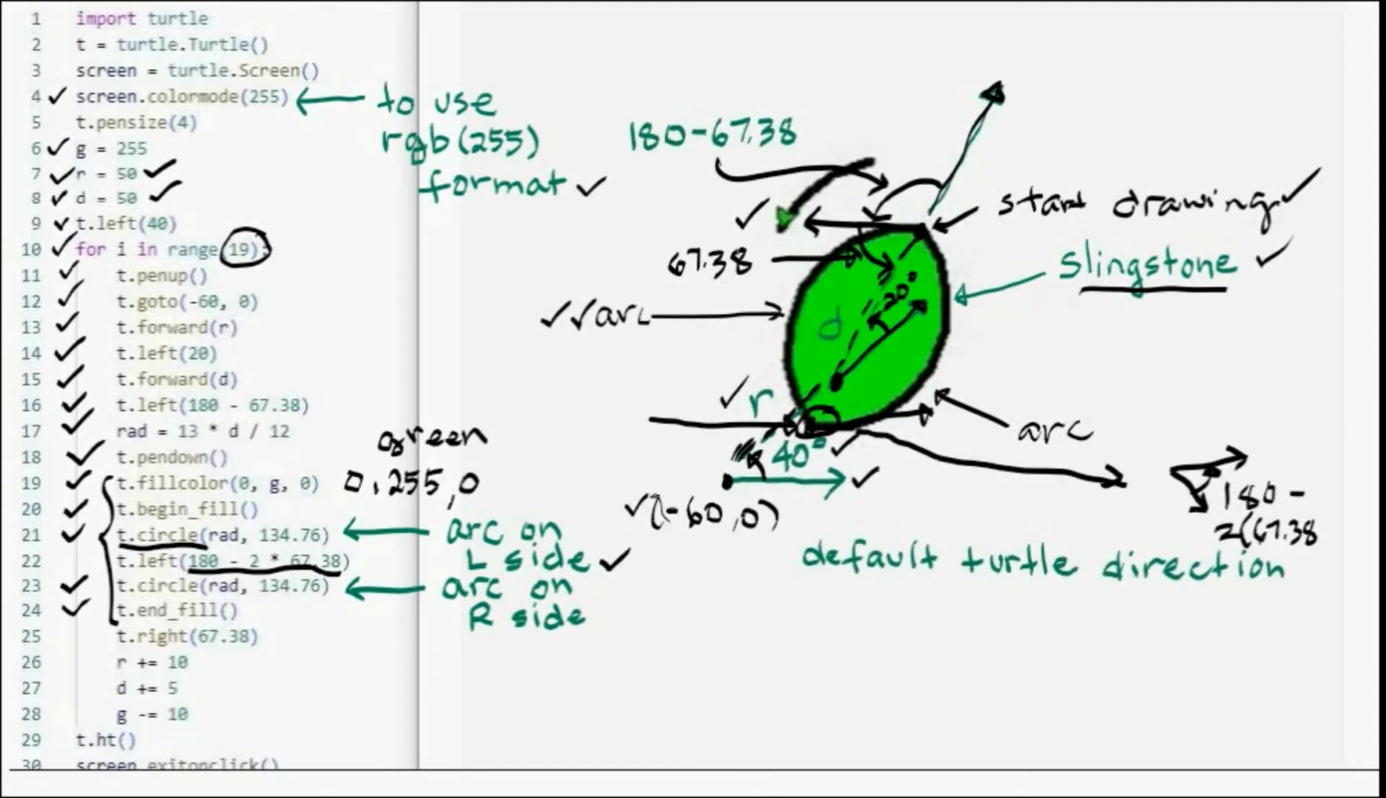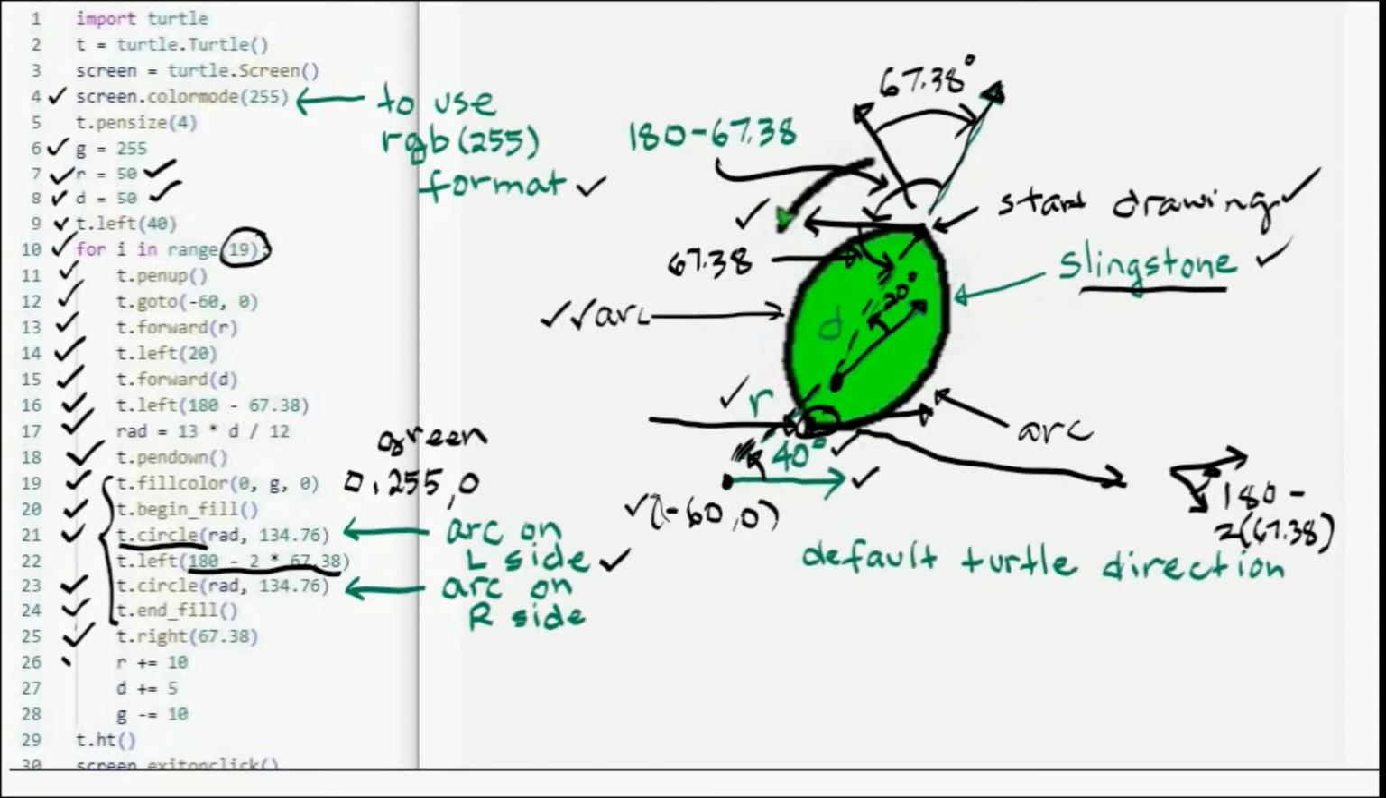At the last, after drawing the first slingstone, the direction of the turtle is like this. Okay. But I need to prepare for the second slingstone. So I turn the turtle to the right like this. I'm drawing on the right side of the screen. And this has to be a 67.38 degrees turn to the right. And that is number 25. I hope that you noticed that the 67.38 figures three times in this code here.